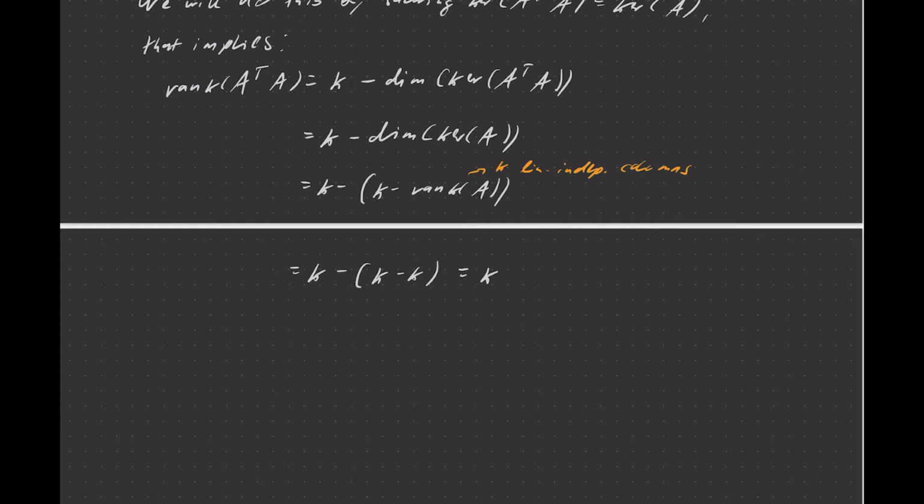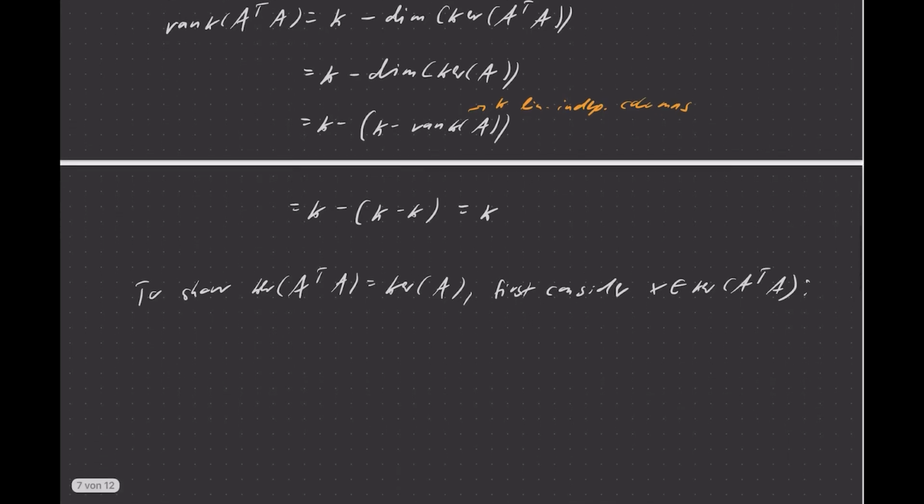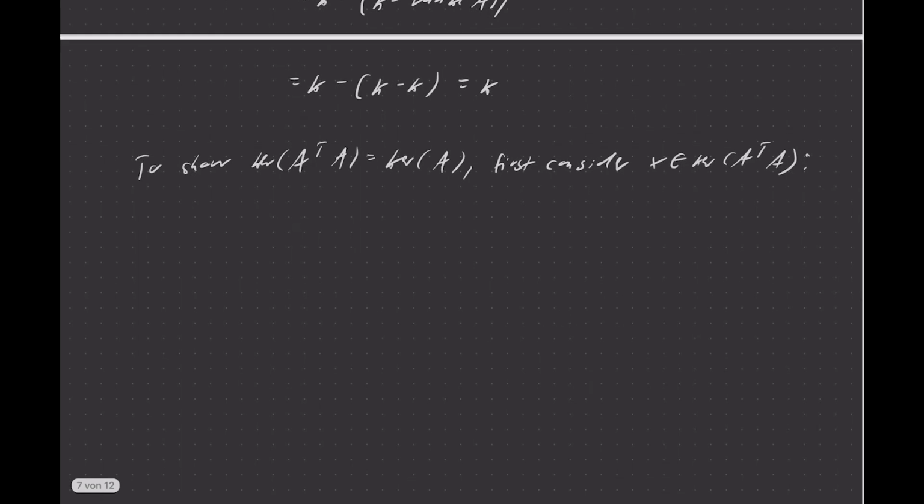So what's left to do is show that the kernel is actually the same. To show the kernel of A^T A is equal to the kernel of A, first consider an element in the kernel of A transpose A. So let x be such an element. Then that means, by definition, A transpose A times x is the zero vector. That's the definition of being in the kernel.